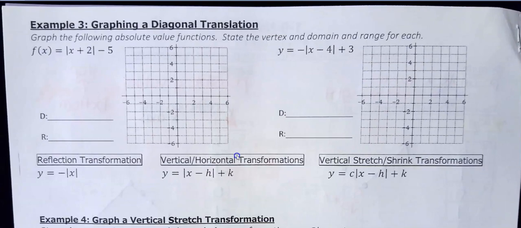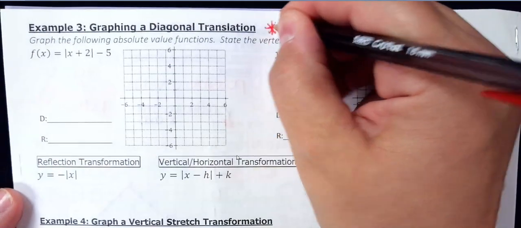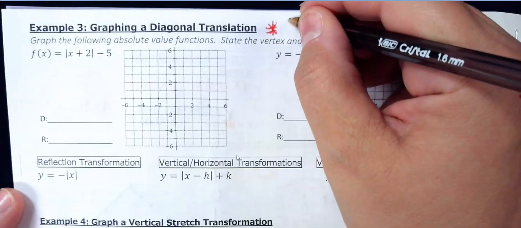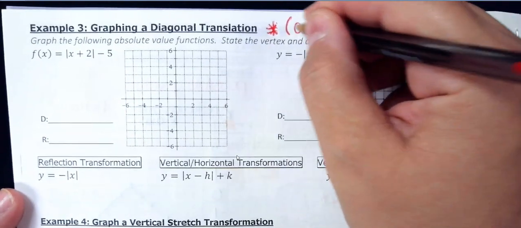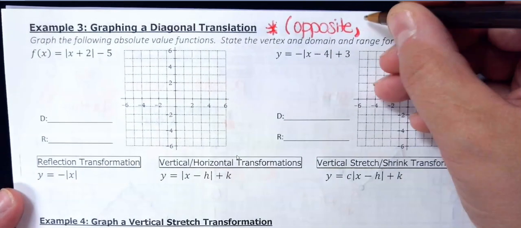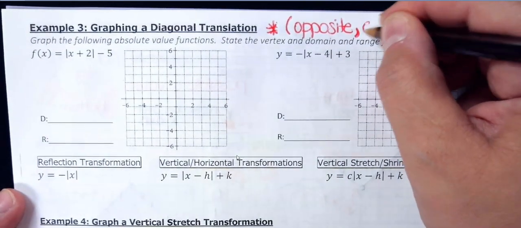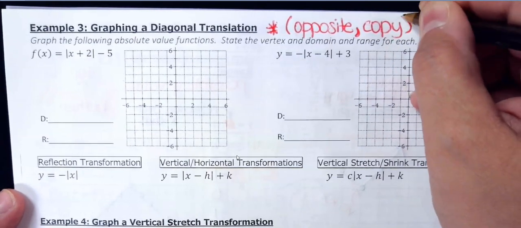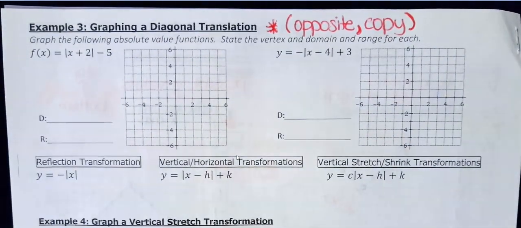So what I've got in this example 3, this is what we call diagonal translation. It basically means you're going to have a shift left or right and up or down in the exact same equation. I want you to for sure remember this. This does not just work for absolute values. We are going to create our vertex when we look at this equation. We're going to do the opposite of what we think inside with the x, and we are going to copy whatever is outside. That's going to be our y coordinate. That will always be your vertex.